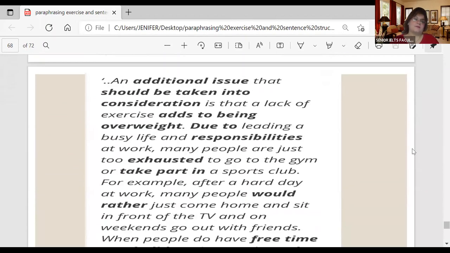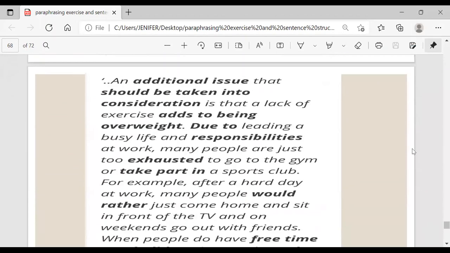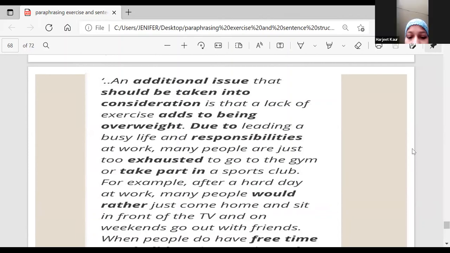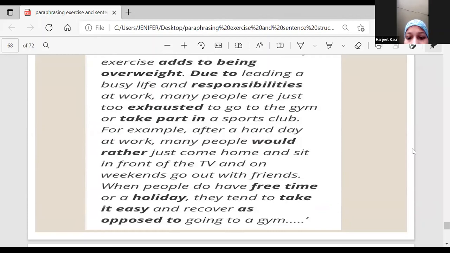Now, this is the second one. An additional issue that should be taken into consideration is that a lack of exercise adds to being overweight. Due to leading a busy life and responsibilities at work, many people are just too exhausted to go to the gym or take part in a sports club. For example, after a hard day at work, many people would rather just come home and sit in front of the TV, and on weekends go out with friends. When people do have free time or a holiday, they tend to take it easy and recover as opposed to going to the gym.